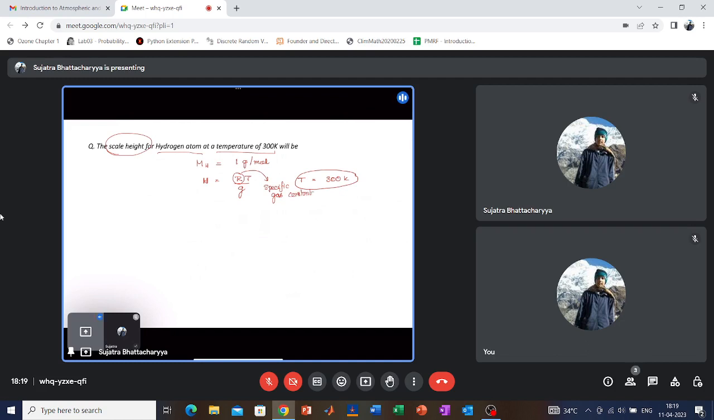Okay, this R is the specific gas constant, and how to calculate that is nothing but R star by A. R star is known to me, it's 8.314 joules per Kelvin per mole, divided by the mass, which is 1 gram per mole. We need to convert it to kg, so you have to multiply by 1000. So what I get is 8314 joules per Kelvin per kg as R for the hydrogen atom.